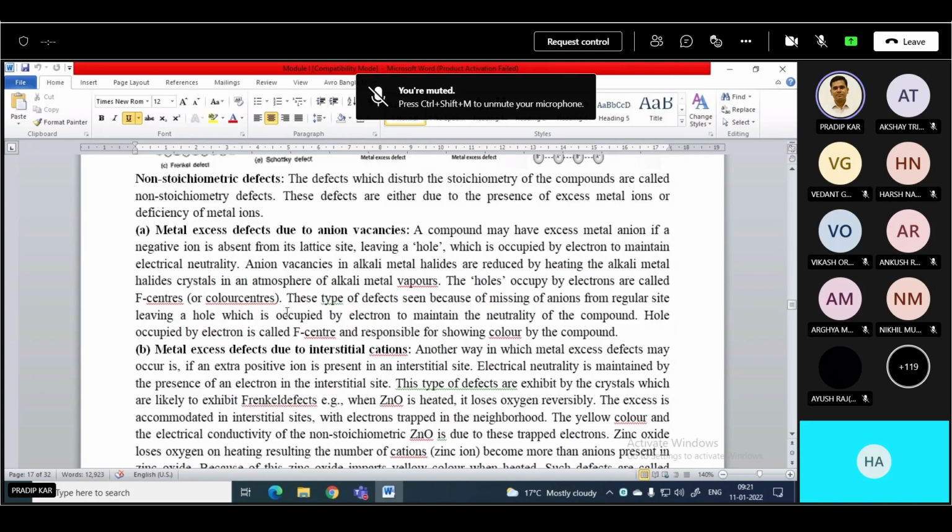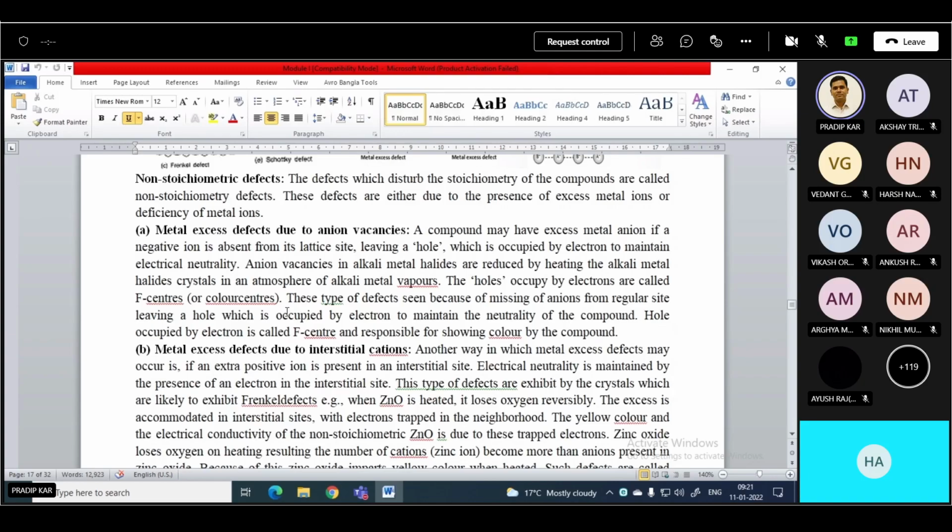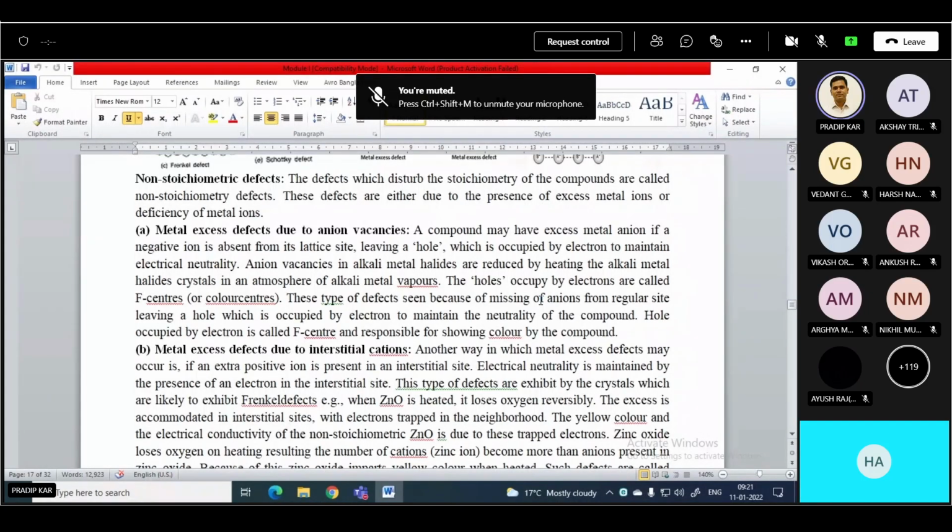This type of defect is seen because of the missing of an anion from its regular site, leaving a hole occupied by an electron. And F centers are responsible for showing color by the compounds. Okay, F center means color center, and an F center is created when the anion is missing from its position.